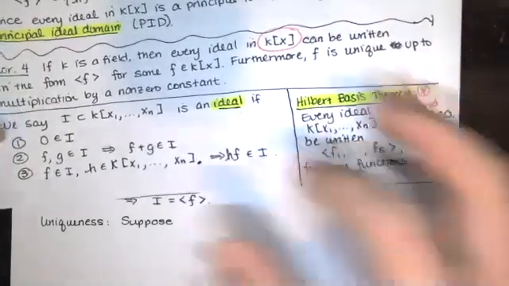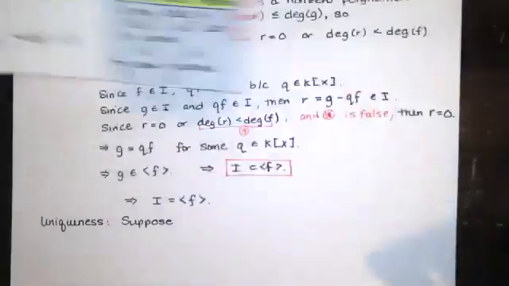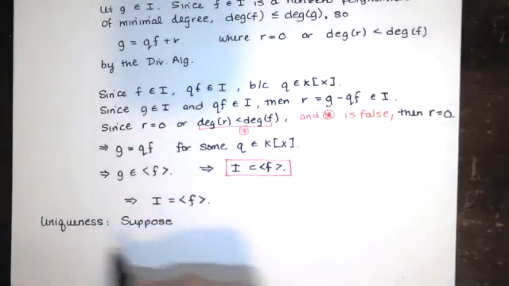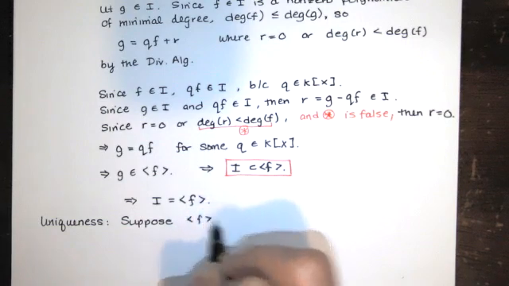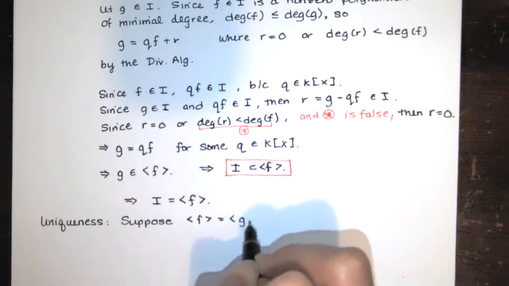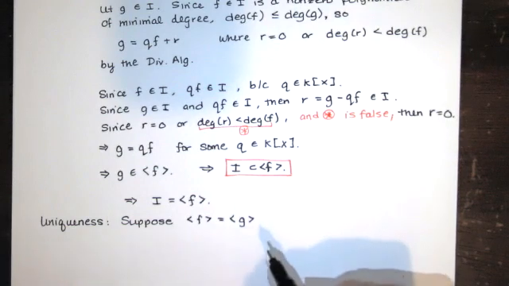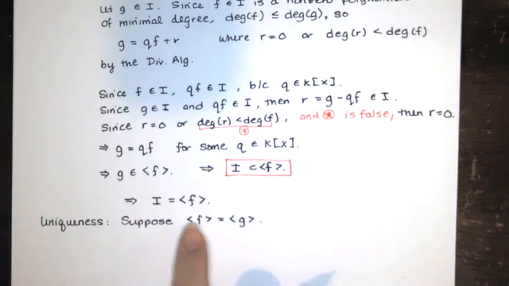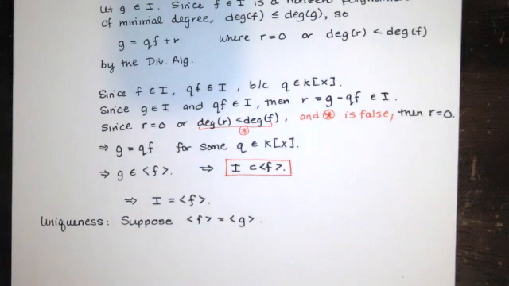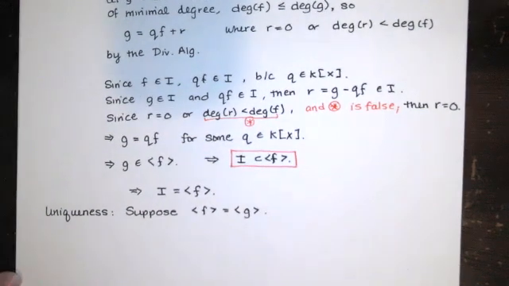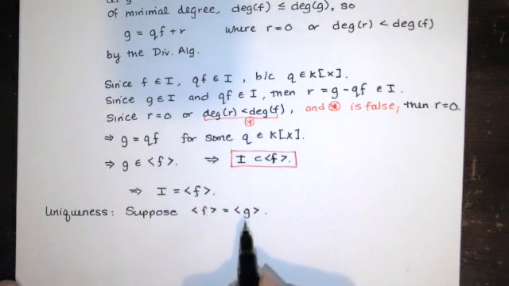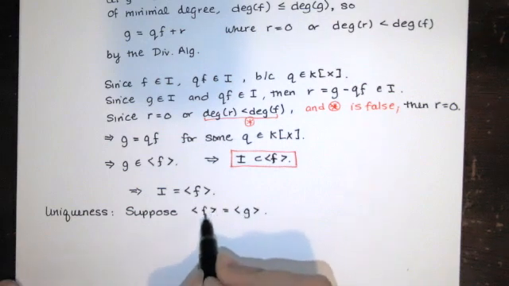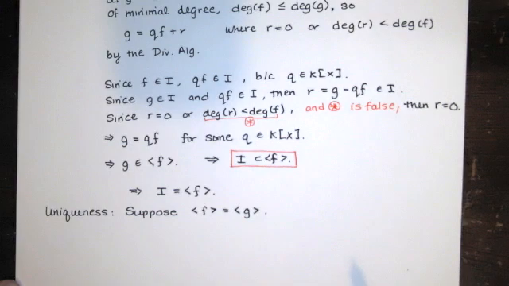We want to show that that's true, and the corollary says that that's true. So if we want to prove uniqueness, we're going to suppose that two ideals are equal to each other. And our goal is to show that f and g are constant multiples of each other. Well, if these are equal to each other, then obviously they both contain the polynomials f and g.